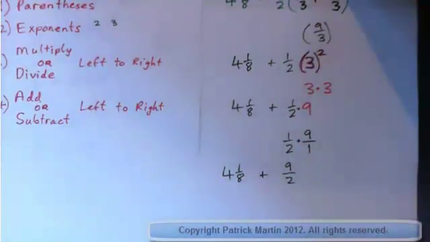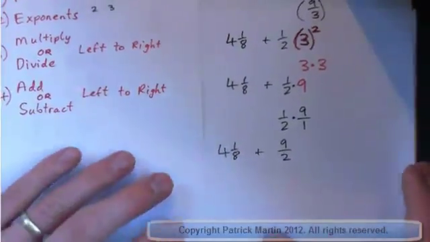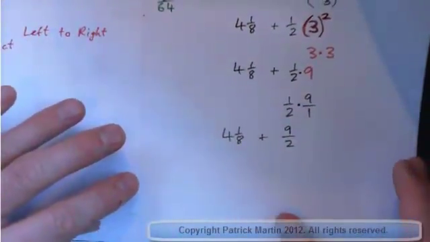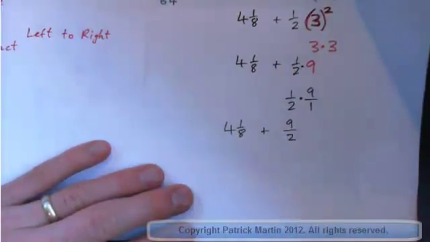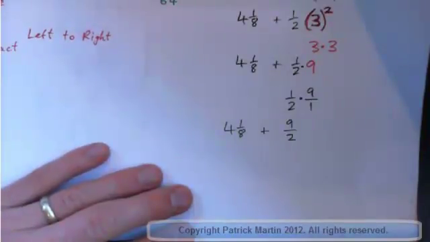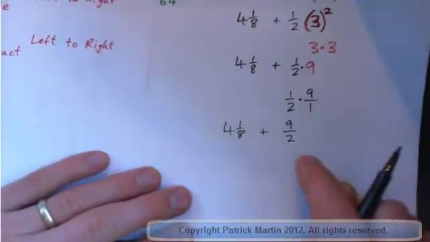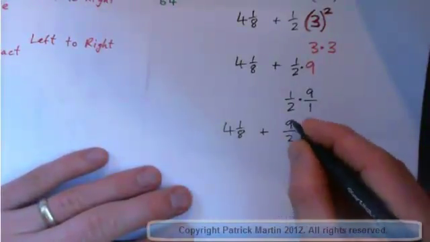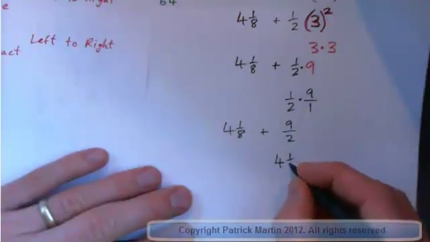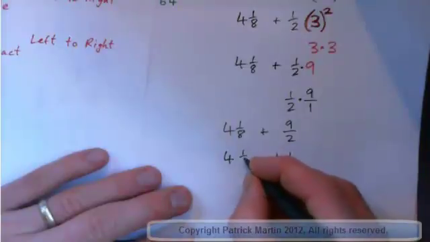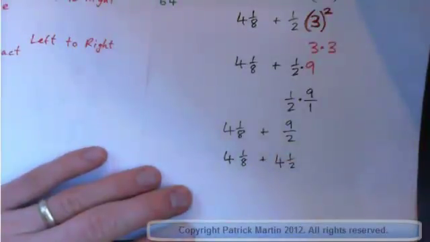You can do this whichever way you prefer. You could turn this into an improper fraction. You could add them if you like. It seems to me that it might be a little bit easier to turn this into a mixed number and then add them, so I'm going to do that. If you get the right answer, you're right. I don't really mind how you do it as long as you get the right answer. If I turn this into a mixed number, 2 into 9 goes 4 times remainder 1, right? So 4 1/2. So I have basically 4 1/8 plus 4 1/2.